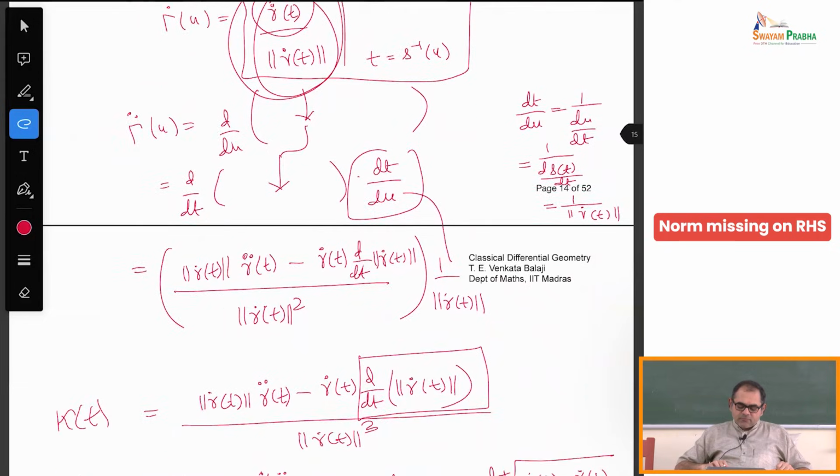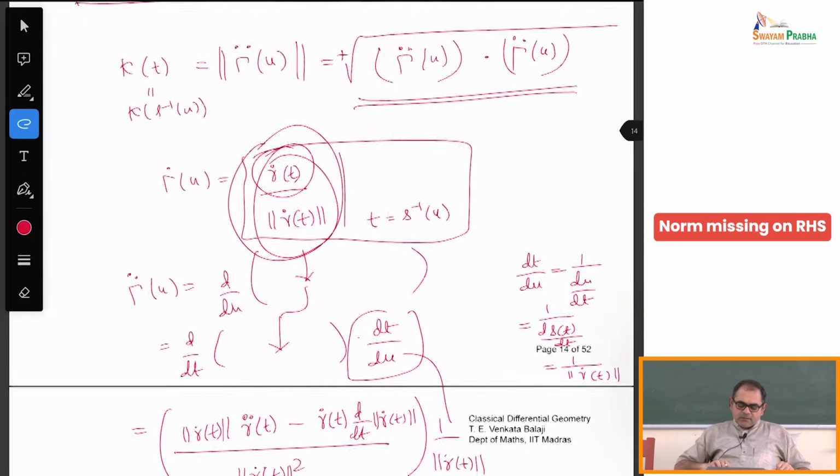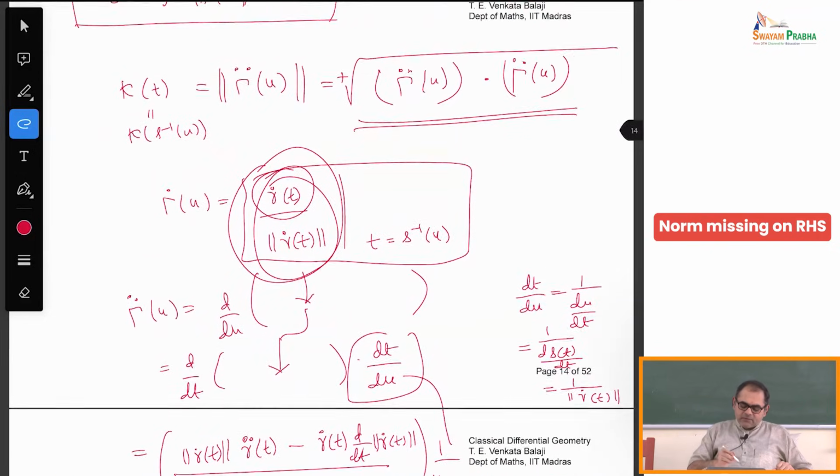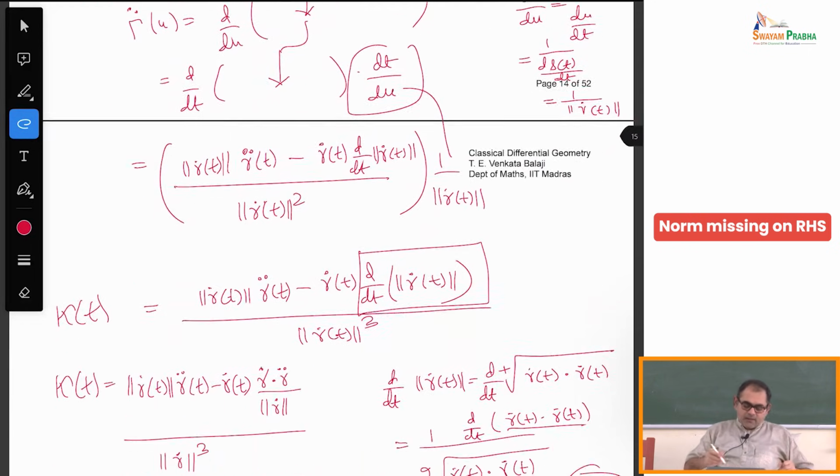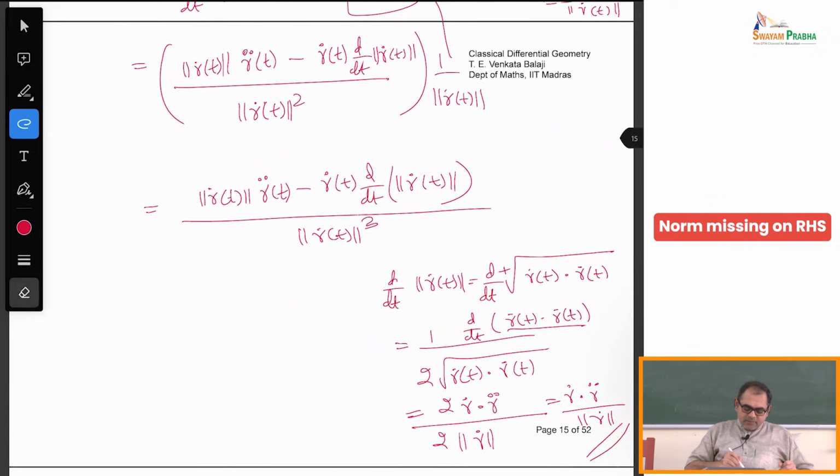So there's something that I have messed up. I still have something to do before I can write kappa of t. You see, I have to compute the norm of this. I wrote this kappa t here a little too soon, so let me remove this.